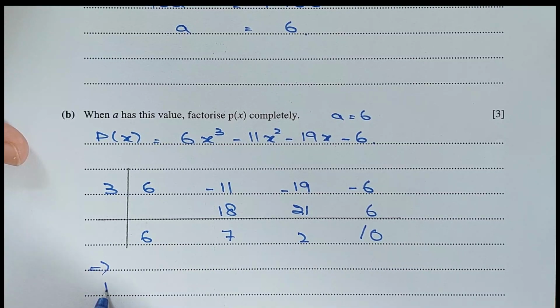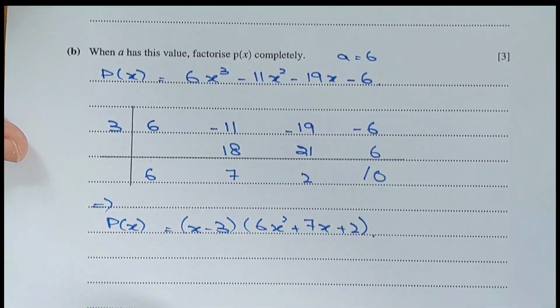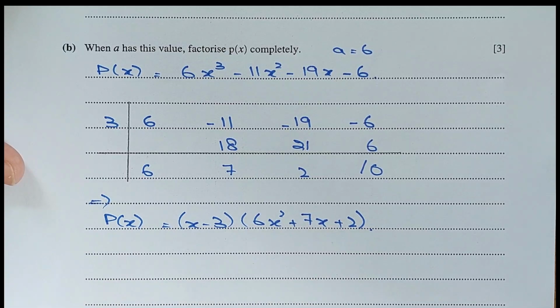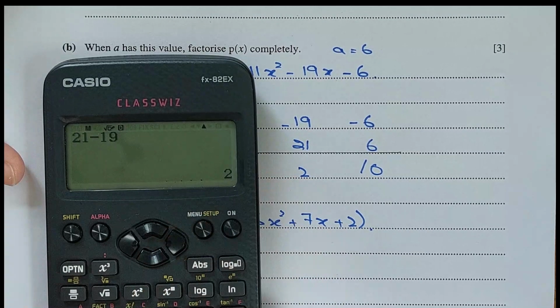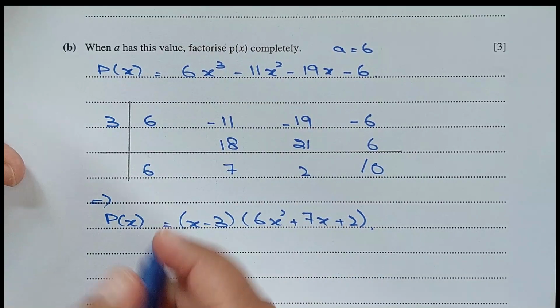So we can write down p of x as x minus 3 into 6x square plus 7x plus 2, right? Now let me factorize this. 6 times 2 is 12. We need to find the factors of 12, which is 1 times 12, right? 3 times 4 is 12, and 3 plus 4 makes 7, yes.